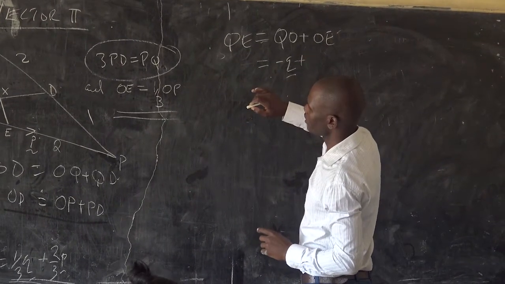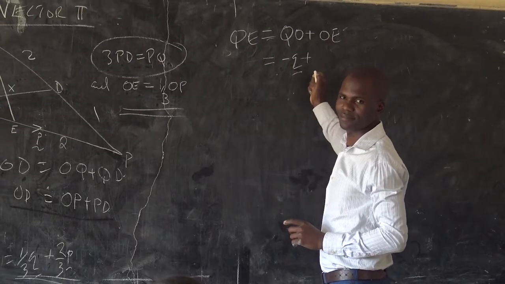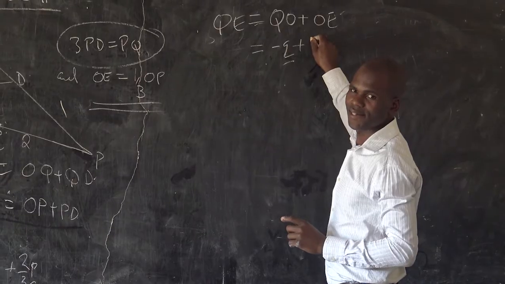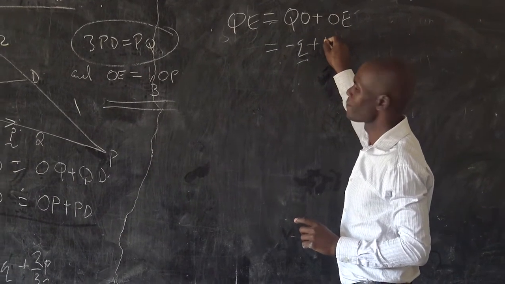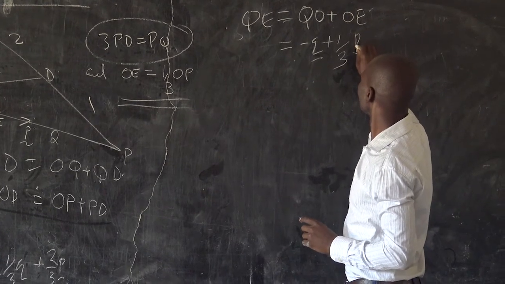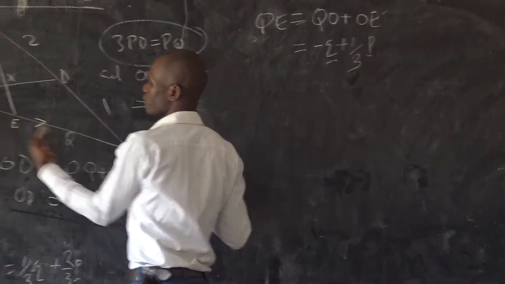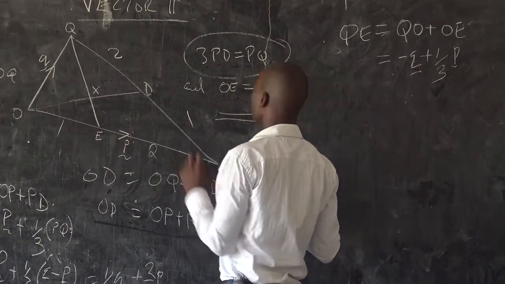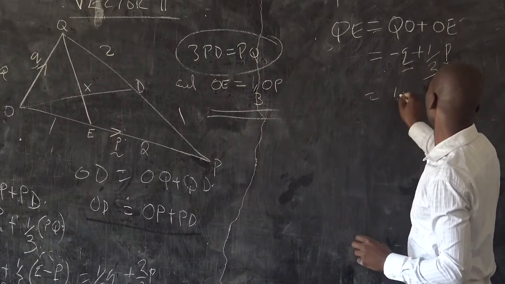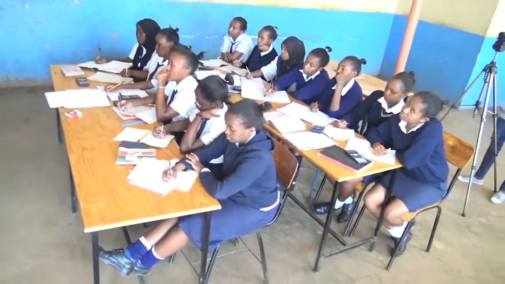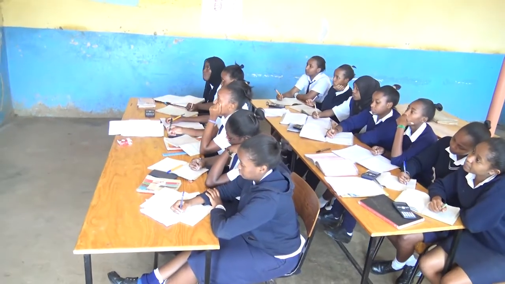Plus OE is 1 over 3 P, simply because the ratio is 2, and the total ratio here is 3, that is 1 plus 2 is 3. So 1 over 3. So this is a third P minus Q. Is it okay there? Yes.